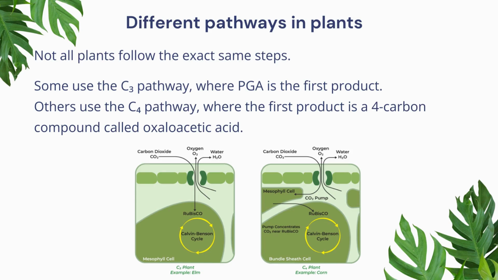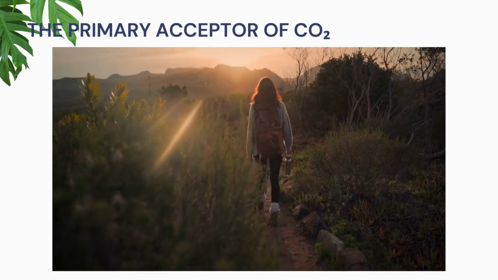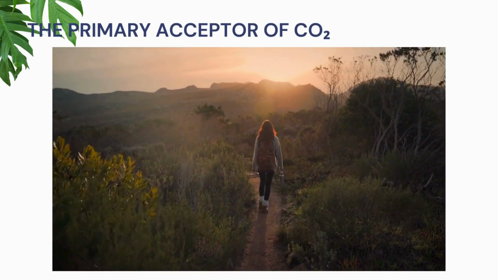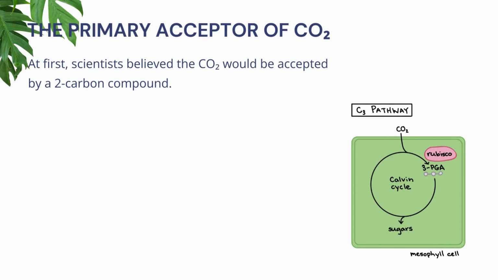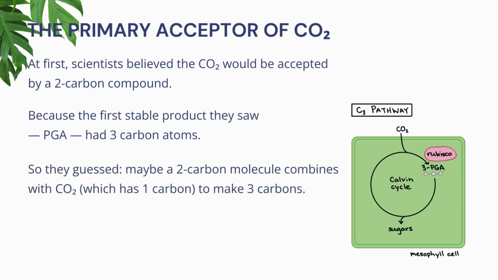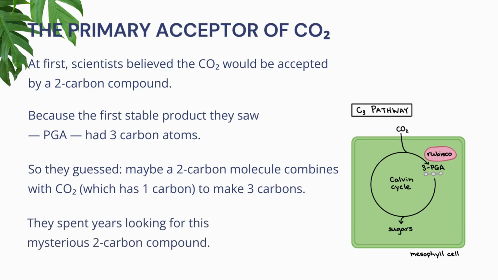Let's look at something interesting scientists discovered: the primary acceptor of carbon dioxide. The early assumption. At first, scientists believed the CO2 would be accepted by a 2-carbon compound. Why? Because the first stable product they saw, PGA, had 3 carbon atoms. So they guessed, maybe a 2-carbon molecule combines with CO2, which has 1 carbon, to make 3 carbons. They spent years looking for this mysterious 2-carbon compound.